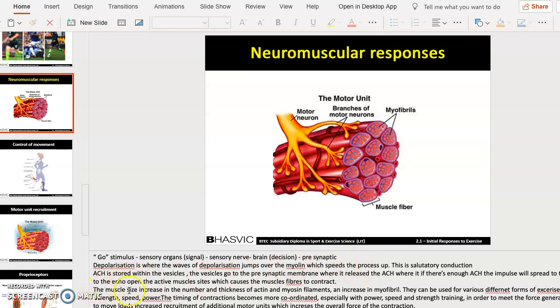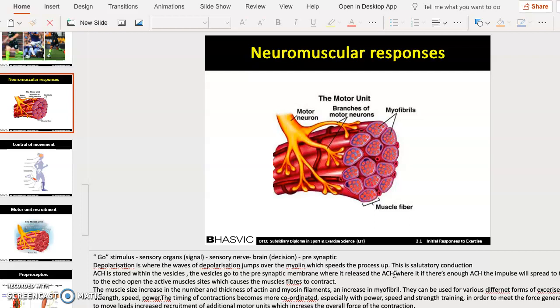ACH is stored within the vesicles. The vesicles go to the presynaptic membrane, where the ACH is released, and if there is not enough ACH, the impulse will spread to the T tubules to open the active muscle sites, which can cause the muscle fibers to contract.